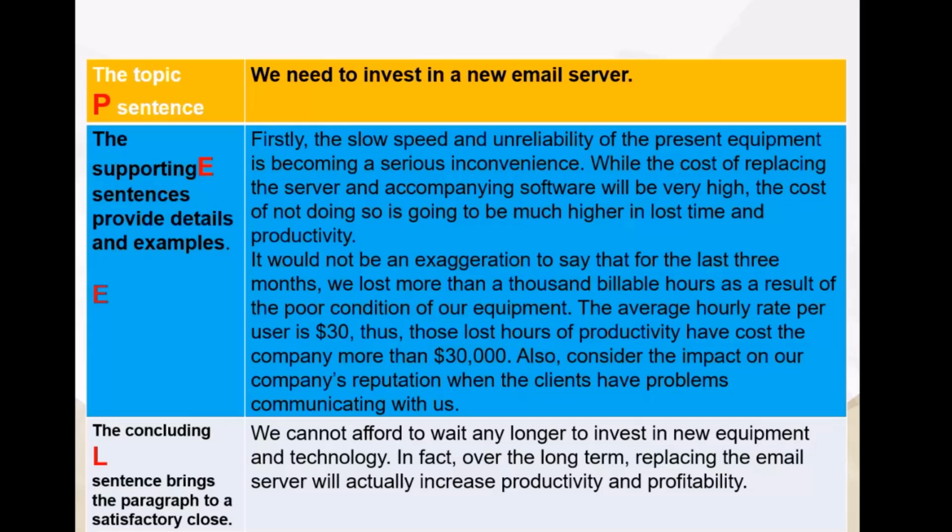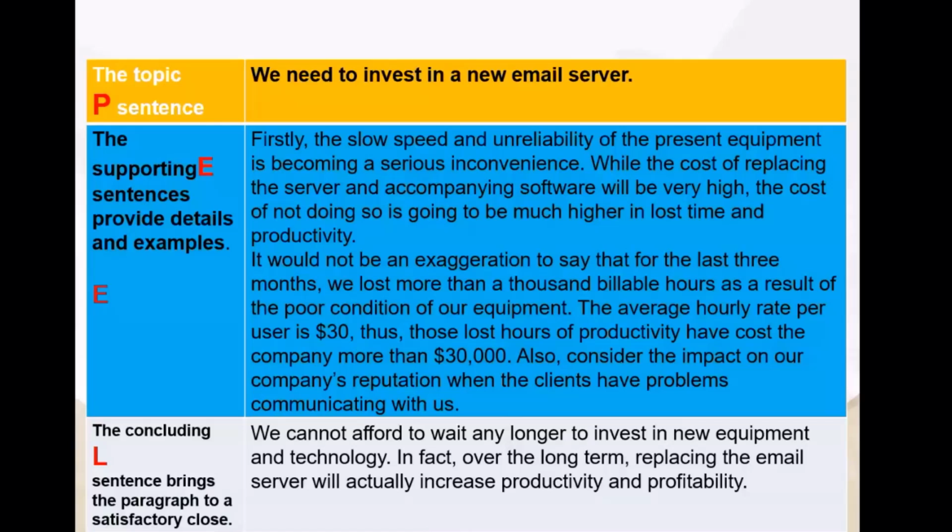We cannot afford to wait any longer to invest in a new equipment and technology. In fact, over the long term, replacing the email server will actually increase productivity and profitability. I agree with Sindisiwe. It's an argumentative paragraph because he supports why a new email server is important. He wants to persuade the reader, whoever he wants to persuade, to buy the new email server.